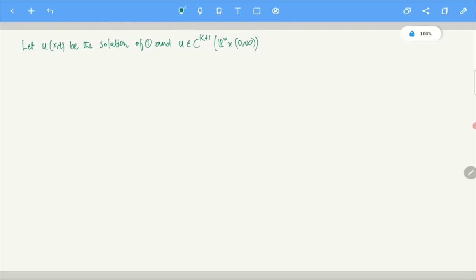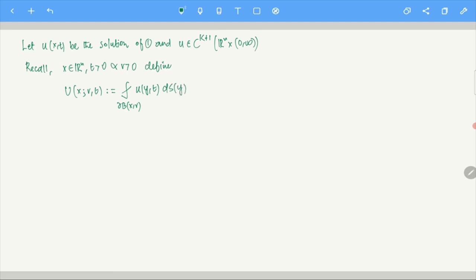Now what I am going to do is write down new functions. Recall that we have defined a capital U: for x in R^n, t positive and r positive, define capital U of x, r, t. This is given by the average of small u of y, t over the sphere ∂B(x, r), dS y.